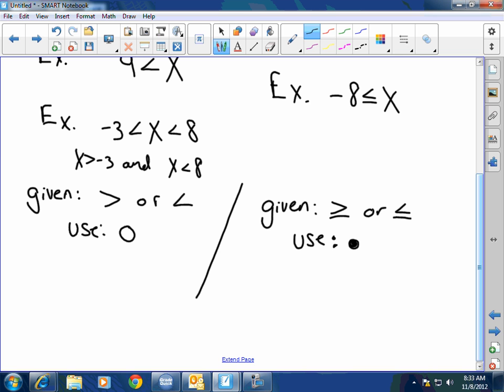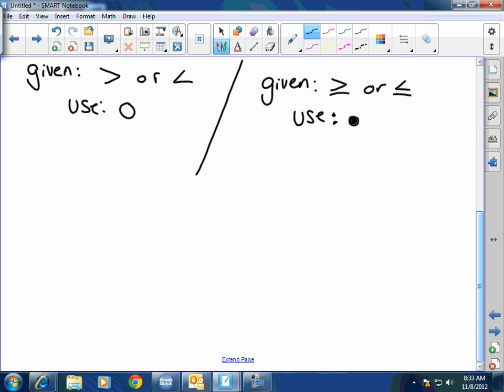Does that make sense? All right, this is just the way it works. So if I have a greater than or less than, I have an open circle. If I have a greater than or equal to or a less than or equal to, I have a shaded circle. Well done. Now, let's practice a couple graphs. And then we'll go from there. Let me throw up some graphs here.